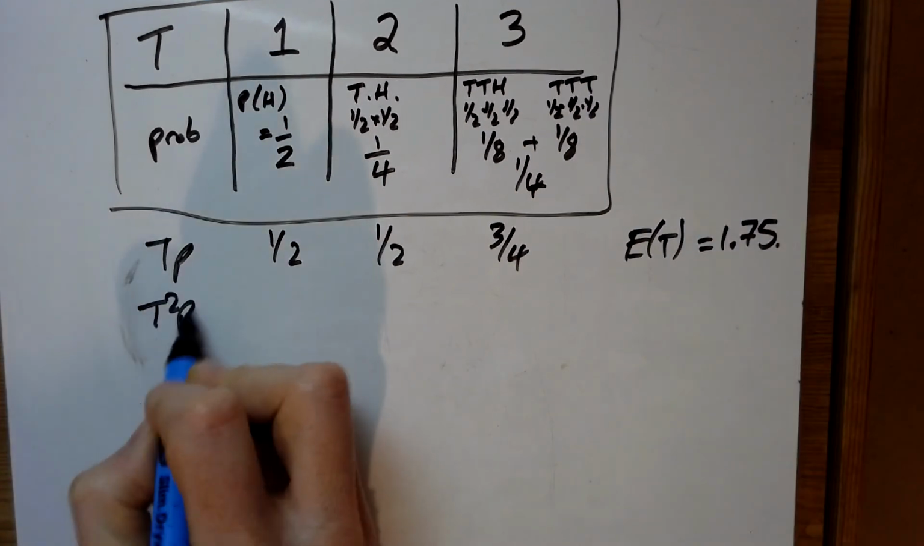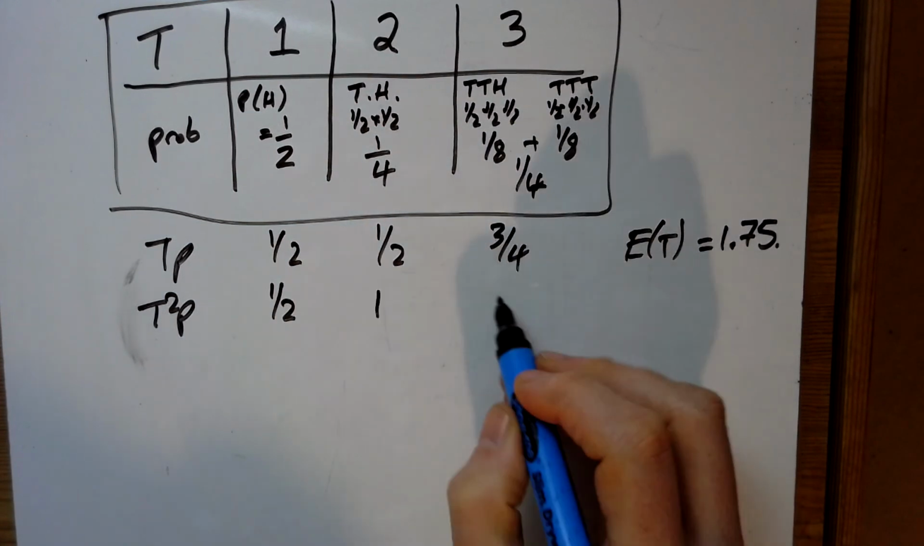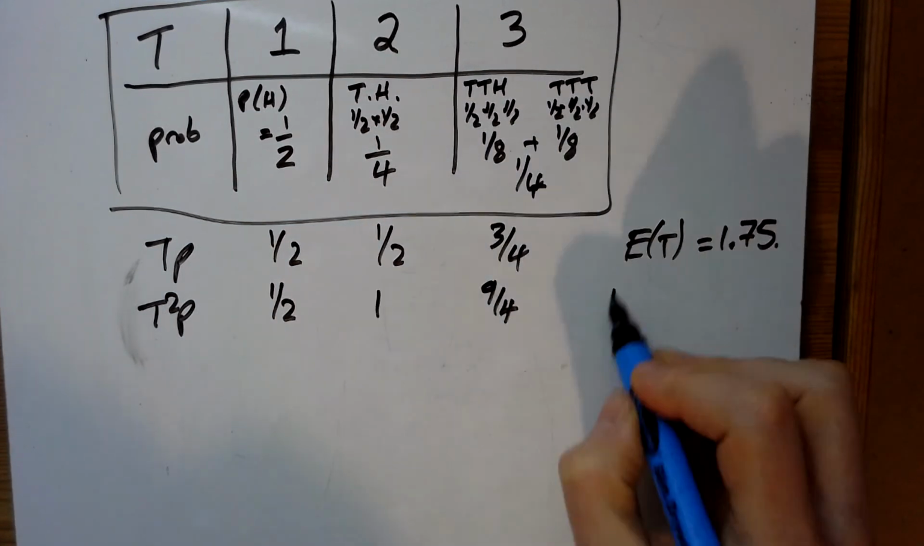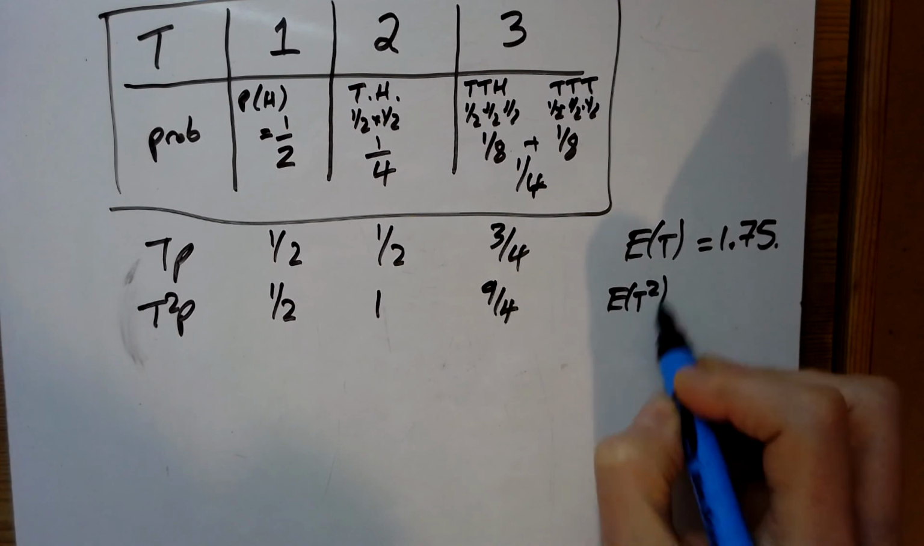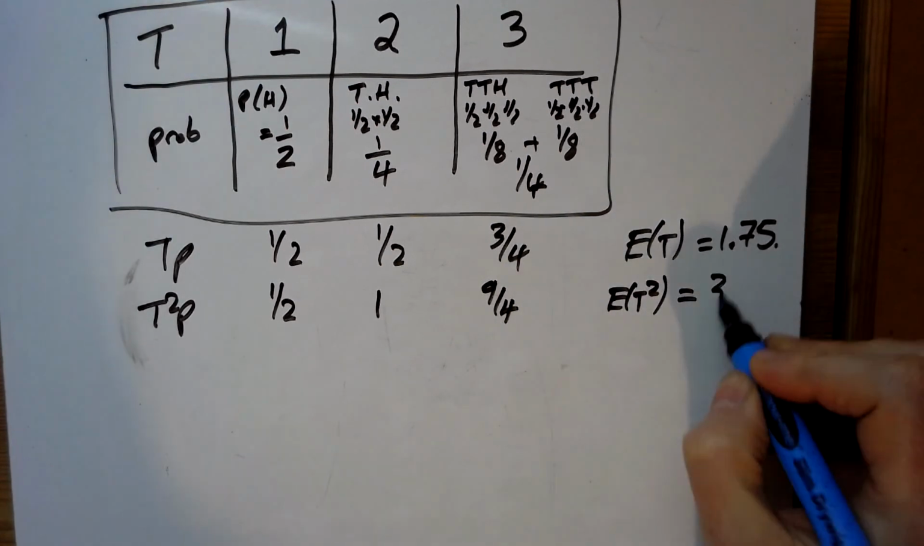And if we do t squared p here, we get a half and 1, and then that's 9/4. And so the expected value of t squared there is 3.75.